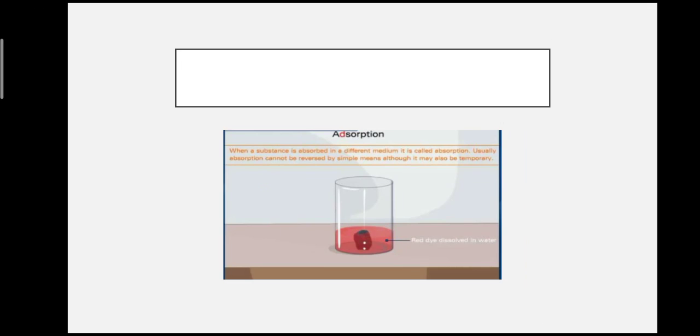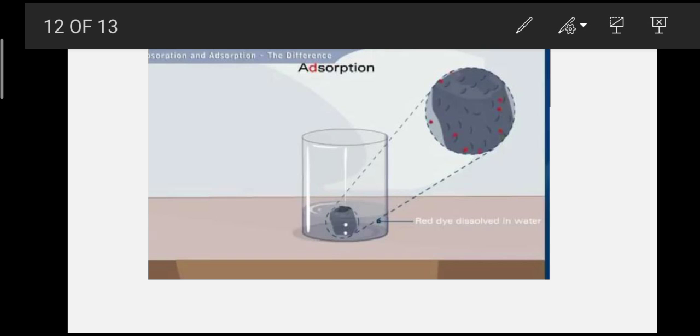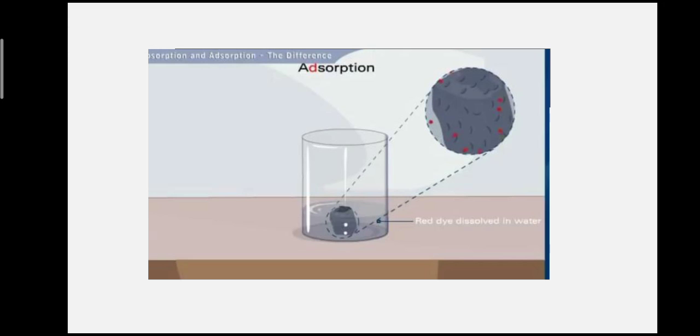Why? The charcoal pellet has minute pores on its surface that cause the colored particles to stick to it. The red dye undergoes the process of adsorption. Shake or warm this jar, and you get back the red color. Adsorption can be easily reversed by simple heating and is transitory.